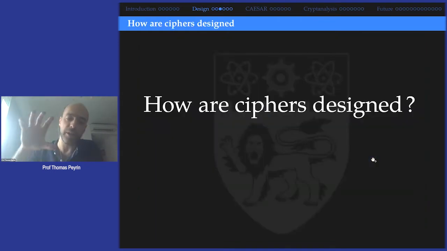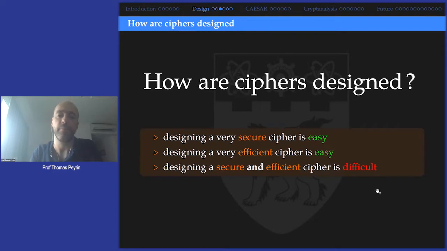So now I'm zooming a little bit inside. Let's see how these block ciphers are actually designed. First, maybe something trivial, but there are often some misconceptions about this. A lot of people believe that designing a secure cipher is very difficult, that it's a very difficult task to be sure that you cannot break a cipher. Actually, this is not really true.